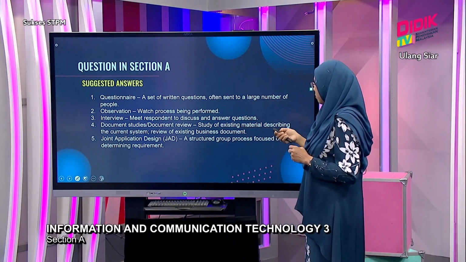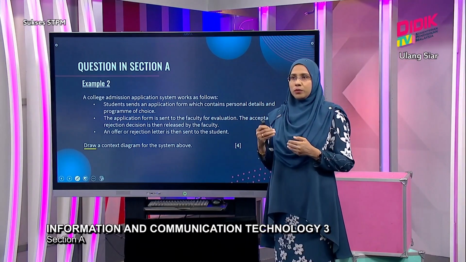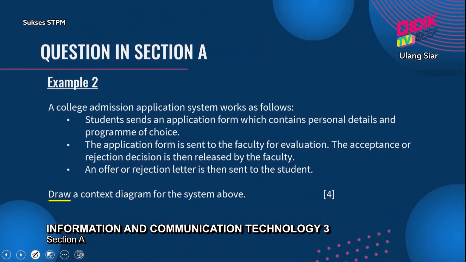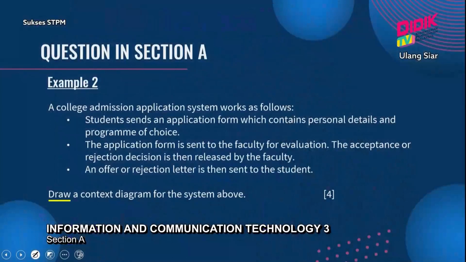Okay, so I shall proceed with the next example. This is another example with a different verb used in the question. You are given a situation here. College admission application system works as follows. So you are given all the points there. Read carefully the points. Information is given in the question. So read properly. Okay, the first one: student sends an application form which contains personal detail and program of choice. The application form is sent to the faculty for evaluation. The acceptance or rejection decision is then released by the faculty. Next, an offer or rejection letter is sent to the student. So very clearly we can see the flow.